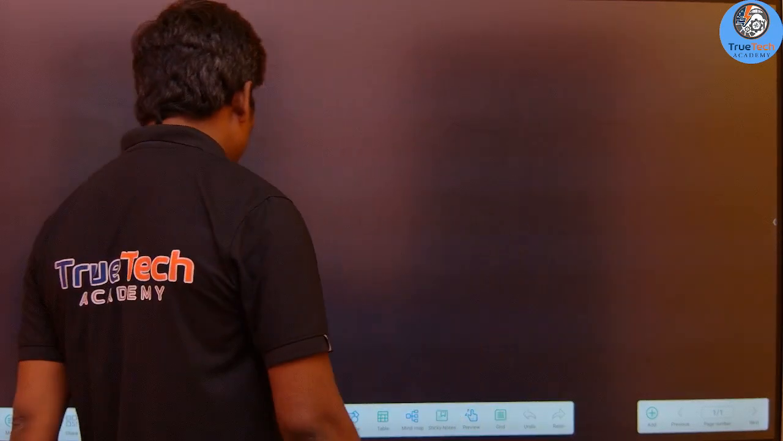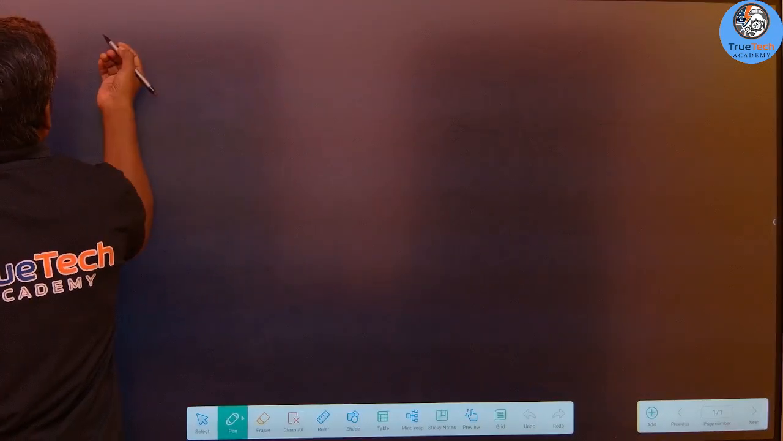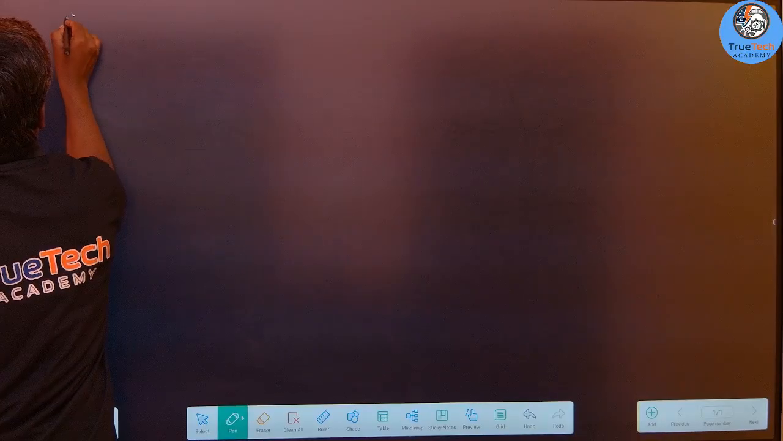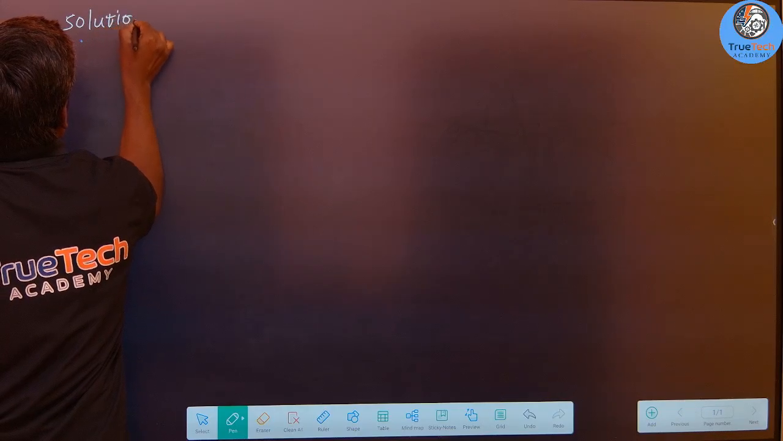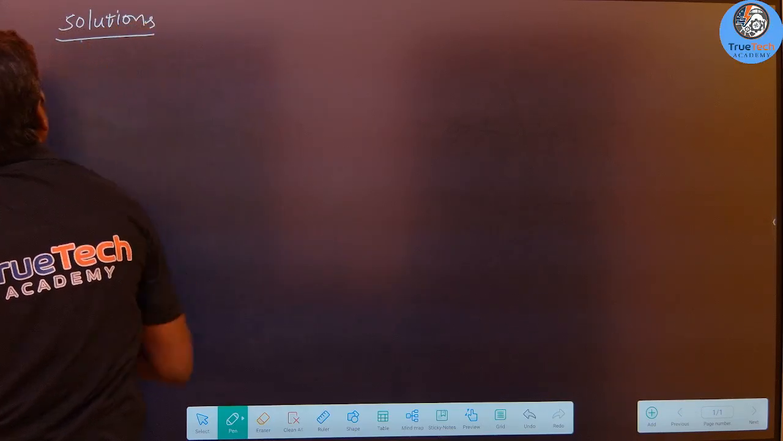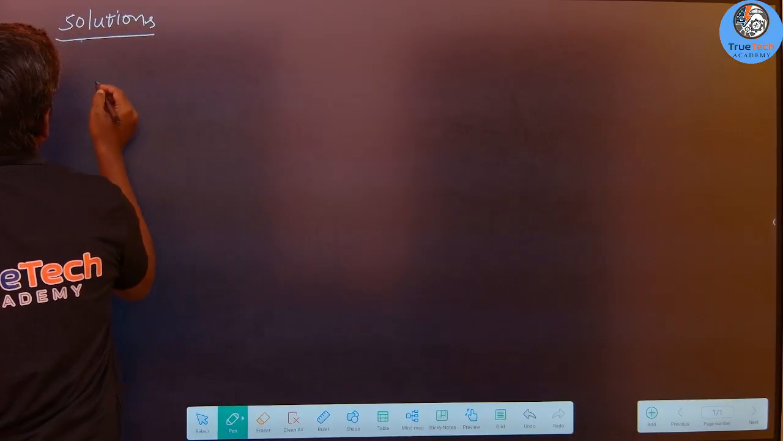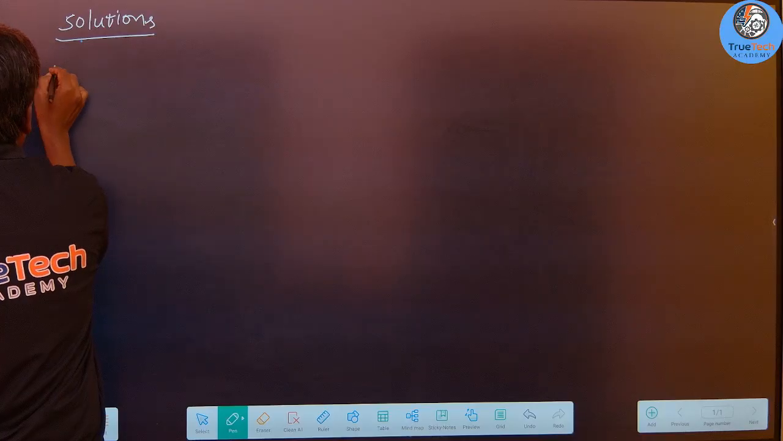Today we are going to discuss solutions. The name of the topic is solutions. In previous classes we started different concentration terms used in the solutions chapter. So we'll go further. The next one is solutions. We are discussing different concentration terms.